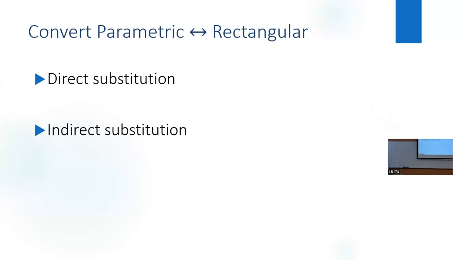Now, this takes us to converting from parametric form to rectangular form, or from rectangular form to parametric form. There's going to be basically 2 different substitution techniques that we're going to use to go back and forth. What I like to call direct substitution, and what I like to call indirect substitution. Direct substitution is exactly what it sounds like.